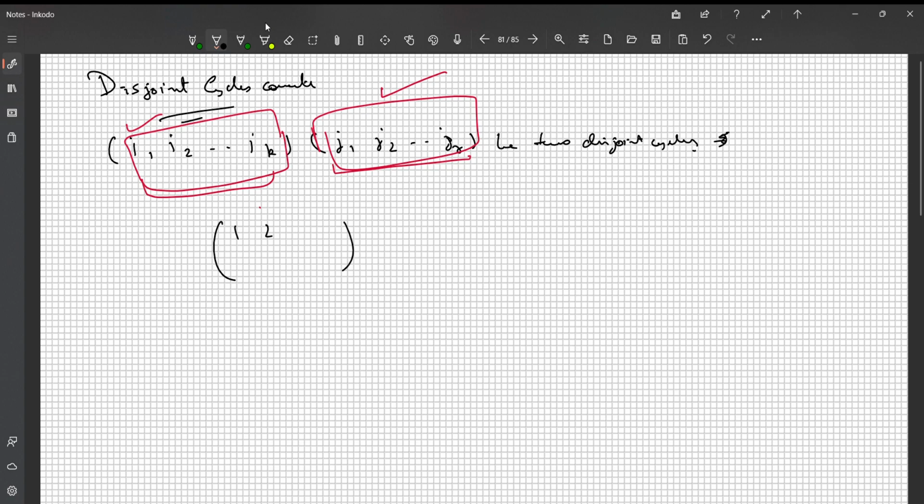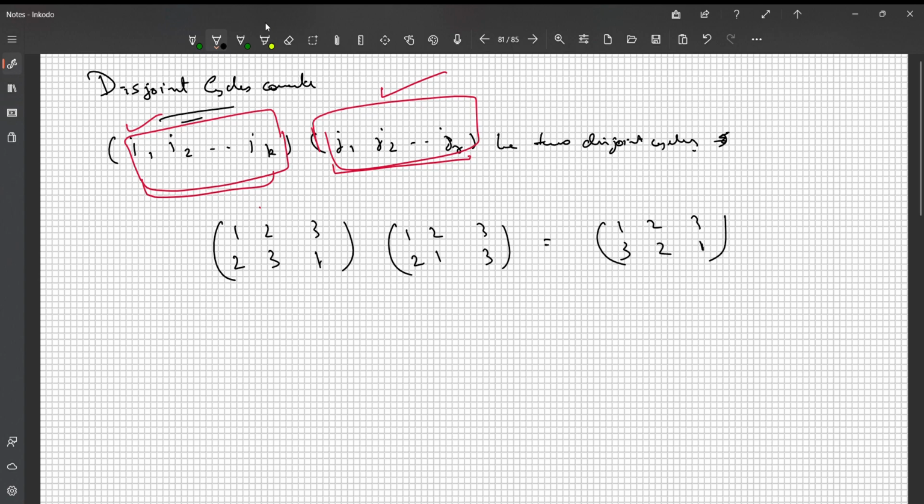Okay. No, I don't think this will make a good example. Let me think of something else. Yeah, let us start with say 1 2 3 only. 1 goes to 2, 2 goes to 3 and 3 goes to 1. And let's suppose we have here 1 2 3 such that 1 goes to 2, 2 goes to 1 and 3 goes to 3. Yeah, let's try this out.